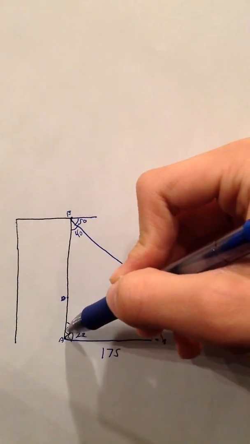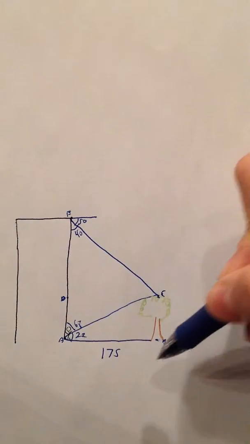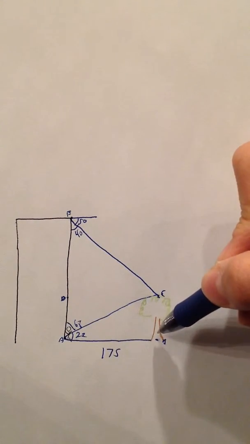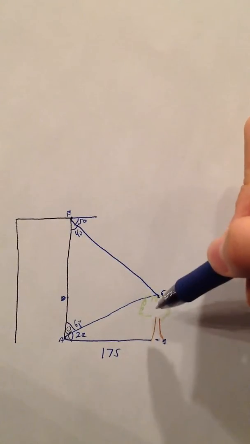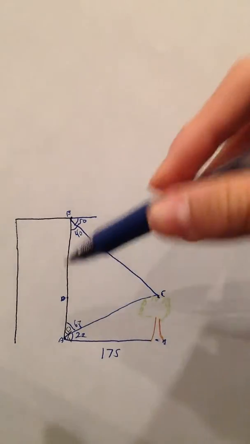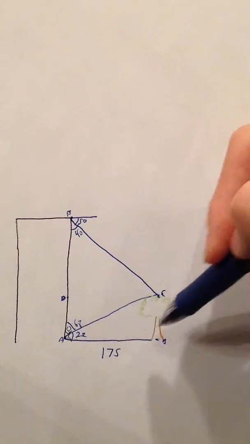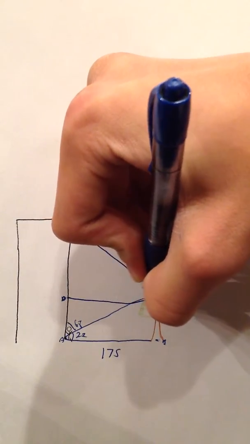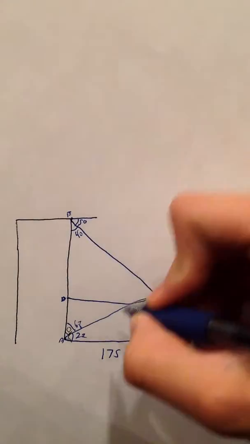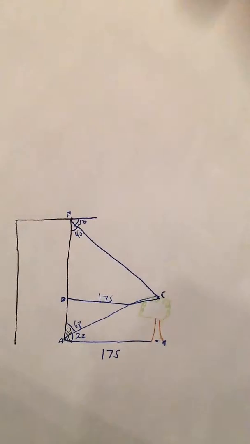Also, this is a right angle. This is a right angle. Therefore, DCB and CDA are also right angles. If this is a rectangle, then this length is also 175. That's a little preparation, and now we can begin to do actual math.